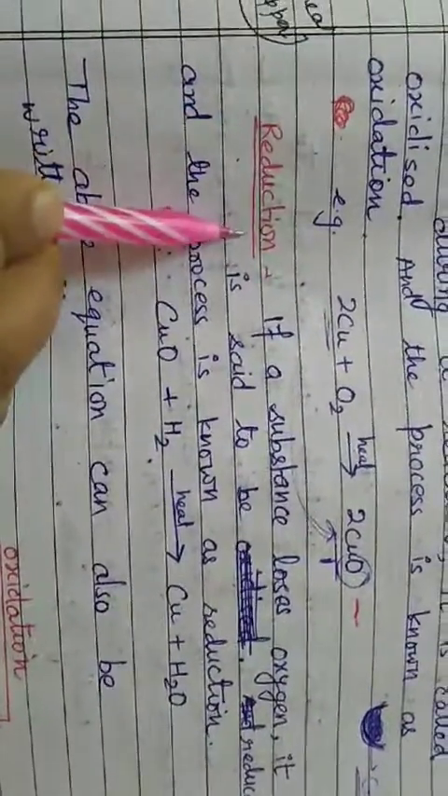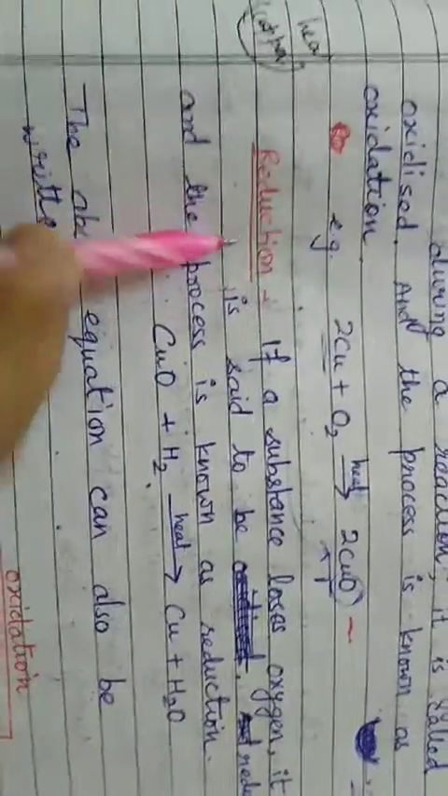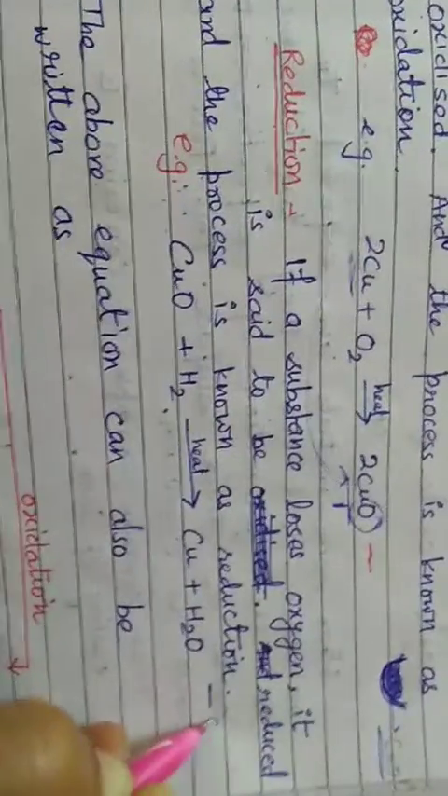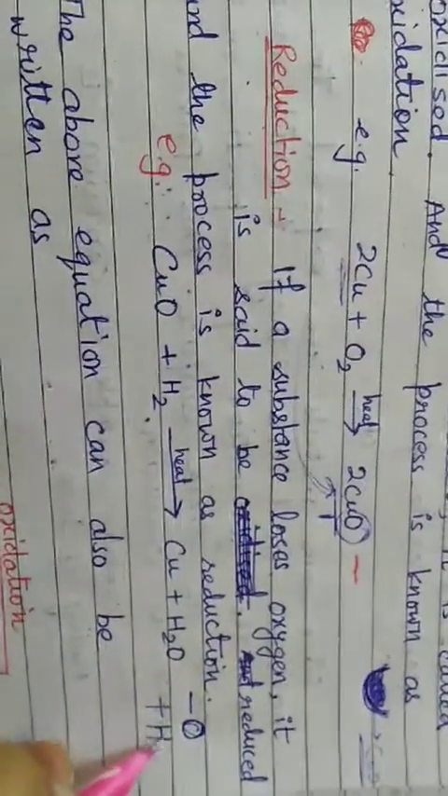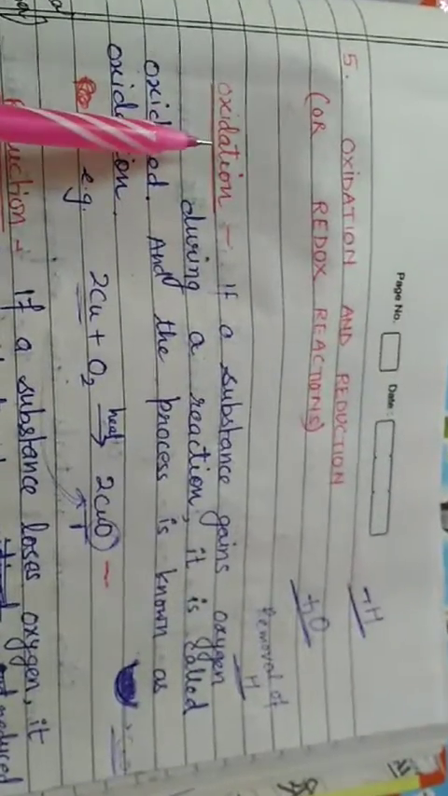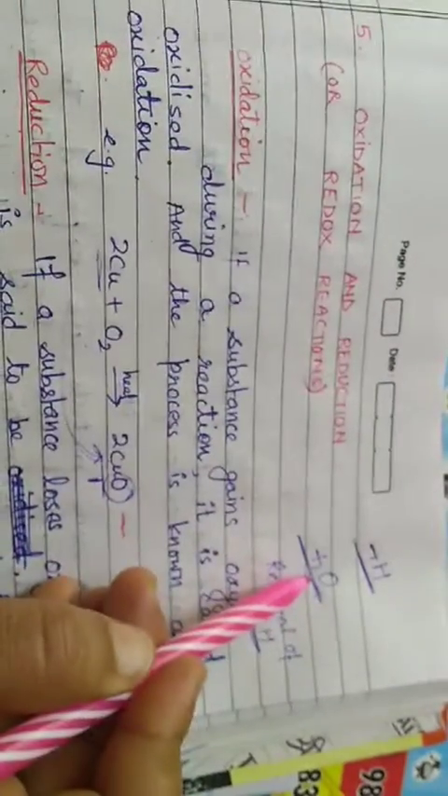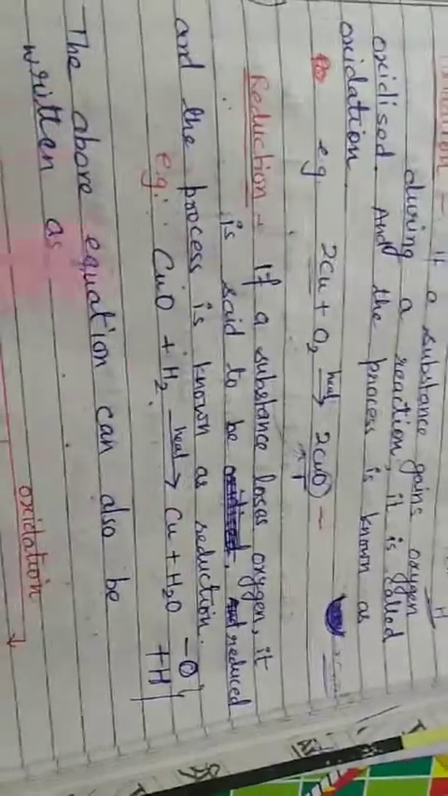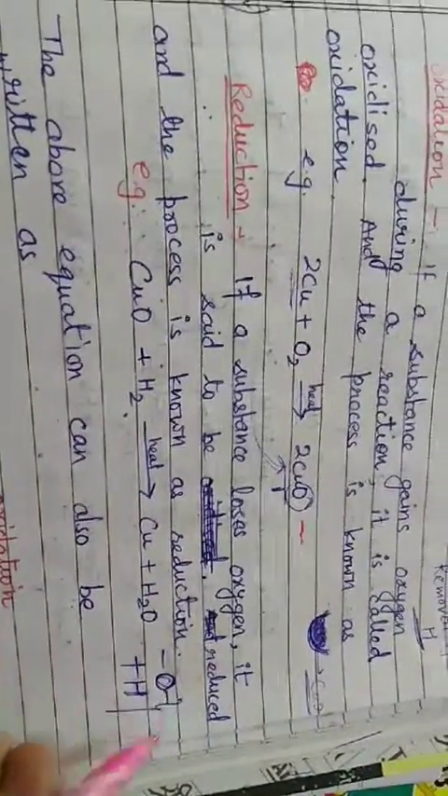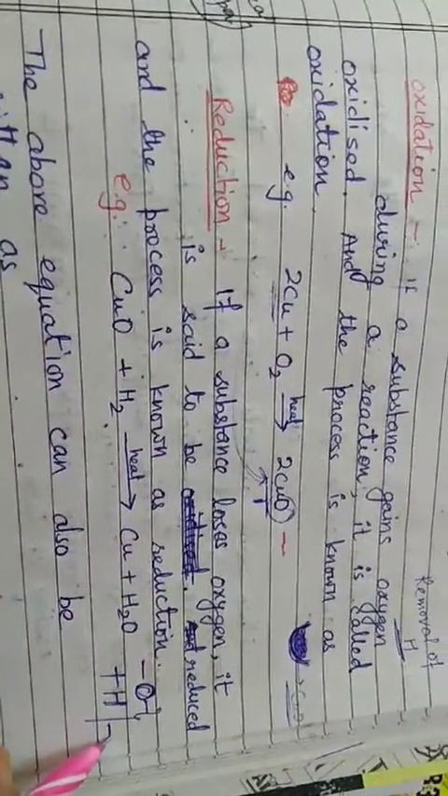Now the second is reduction. Reduction, the name suggests something is reducing. What is reducing here? Oxygen is reducing. That is, if there is minus O, that means oxygen is reducing, or you can say addition of hydrogen, plus H. So that is known as reduction. Okay? In oxidation, addition of oxygen or removal of hydrogen. In reduction, removal of oxygen or addition of hydrogen.